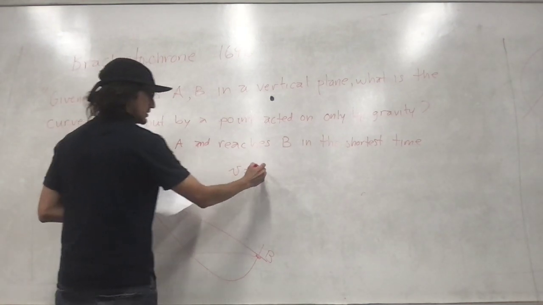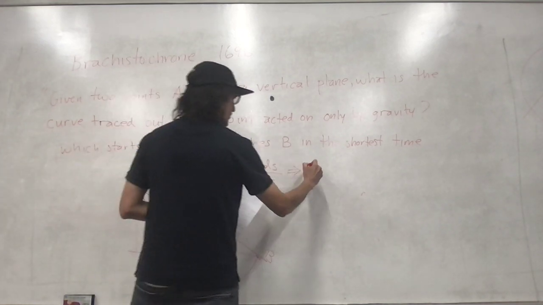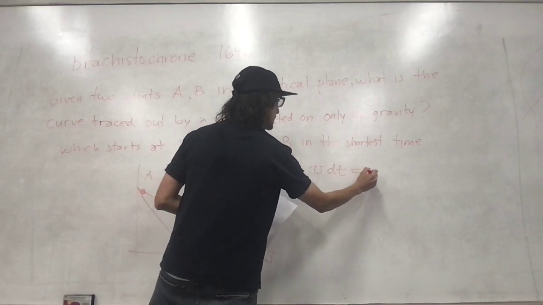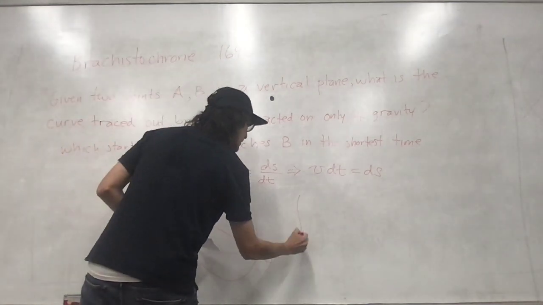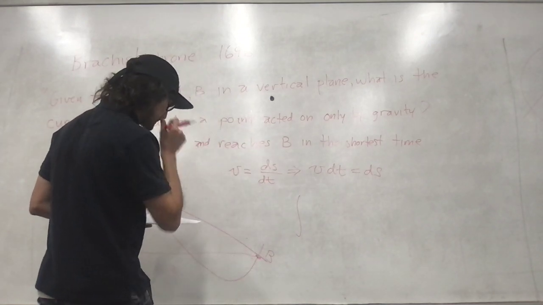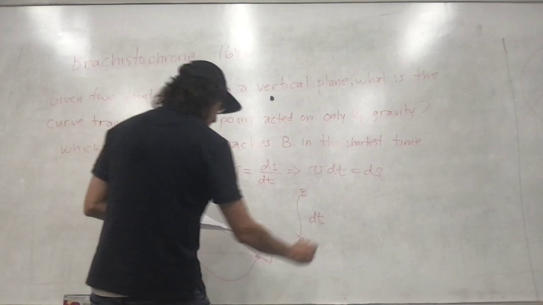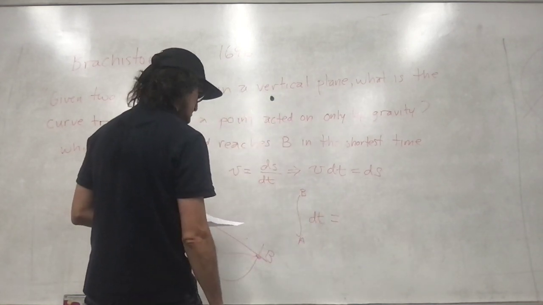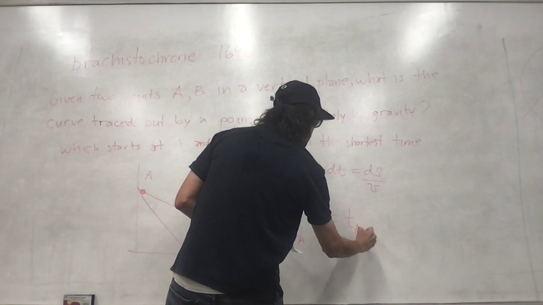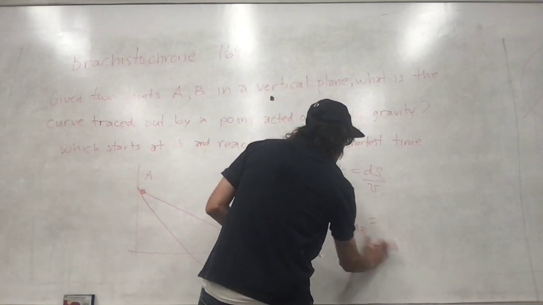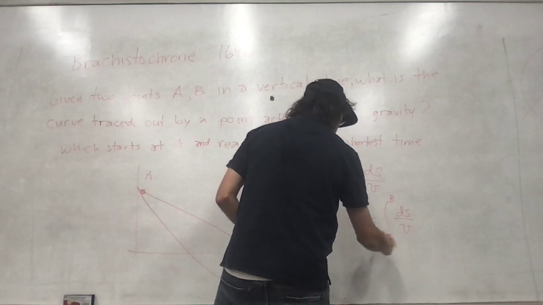The velocity is ds/dt. So ds is v dt. And we want the integral from a to b of dt over v. This is going to be the time taken between a and b. That is the integral from a to b of ds over v.